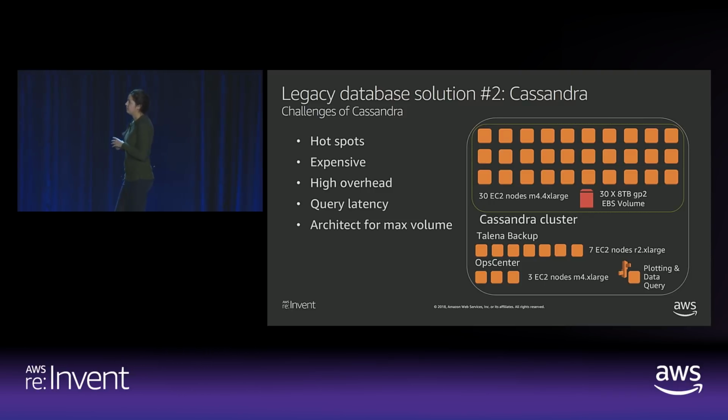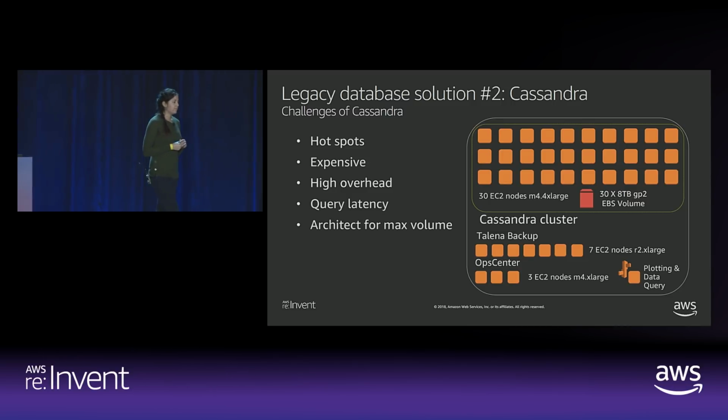So to help with that, we had to scale out. On our initial slide, I showed you 8. We're now scaled out to 30. Each of those nodes has its own 8 terabyte EBS volume. So 30 nodes and 30 EBS volumes. That gets pricey very fast.